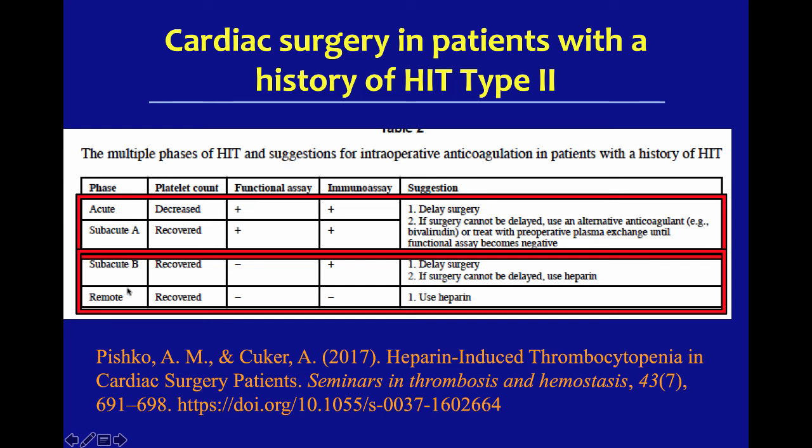Now, if this is a patient that is in the remote phase of the history of HIT, their platelet count's recovered, their functional assay is negative, their immunoassay is negative, you just plow ahead and use heparin in those cases. So this is a very tricky patient population, but with careful diagnosis, with understanding the course of the history of HIT in the patient, good decisions can be made. It's always good to have a protocol, whatever hospital you're at, especially if you're going to use the alternate anticoagulants. Surgery, anesthesia, and perfusion all need to be on the same page with that.